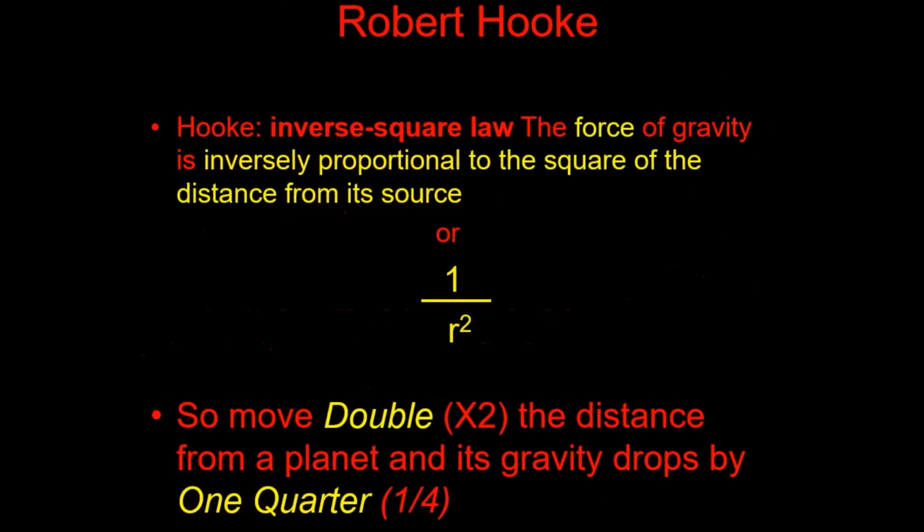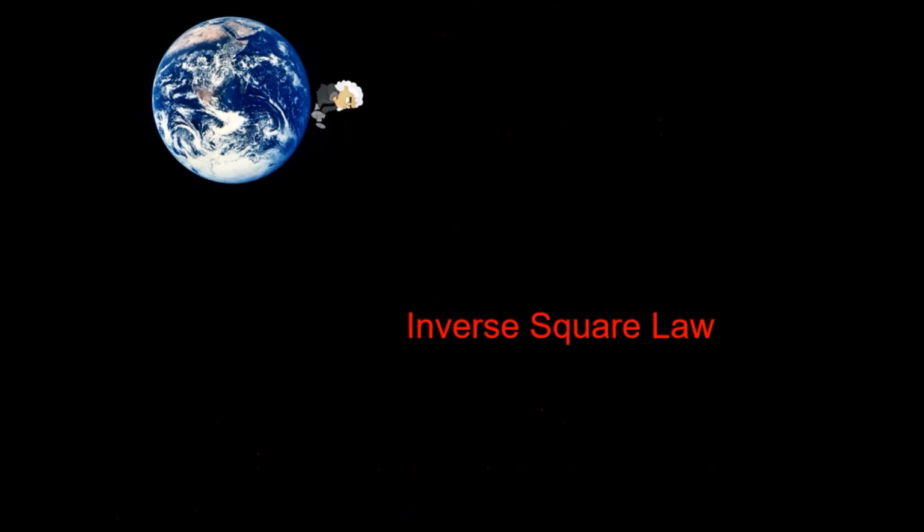But, as I said, Robert Hooke was really a proponent of the 1 over r squared theory of gravity, and what this meant was that the force of gravity was inversely proportional to the square of its distance from its source, or gravity fell off as 1 over r squared, meaning double your distance from a planet and its gravity would drop by 1/4. This would be 1 over 2 squared, which gives you 1/4. And this is the kind of thing we're talking about.